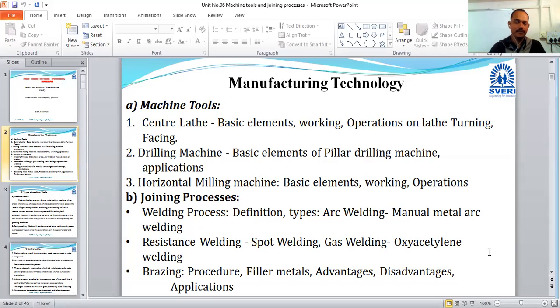Legs or wheel. Where is the wheel? Yeah, wheel. Okay. Hand wheel to operate this. Okay. Then?